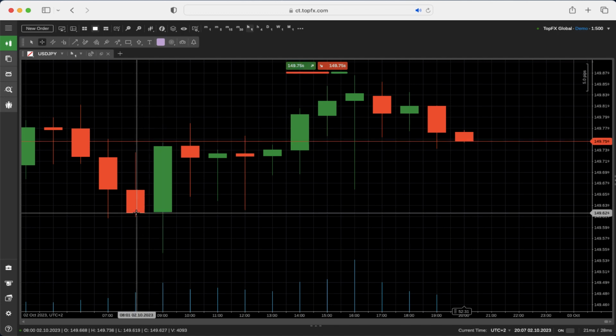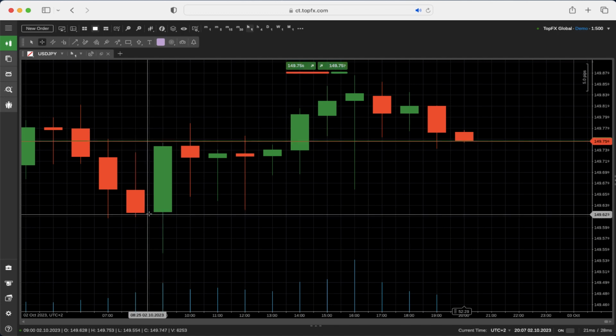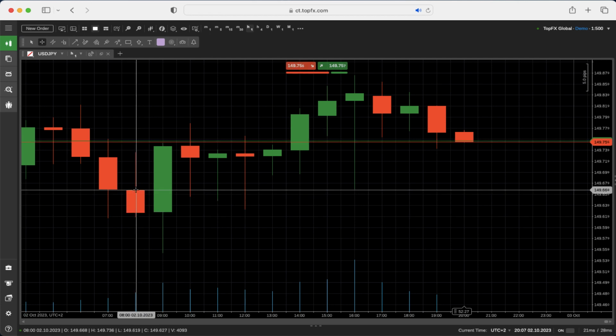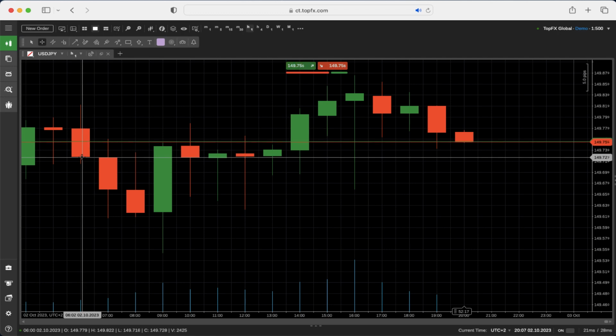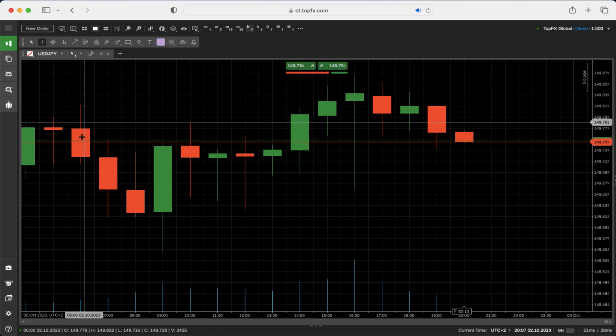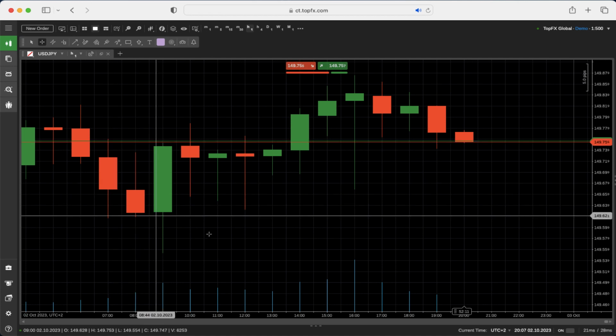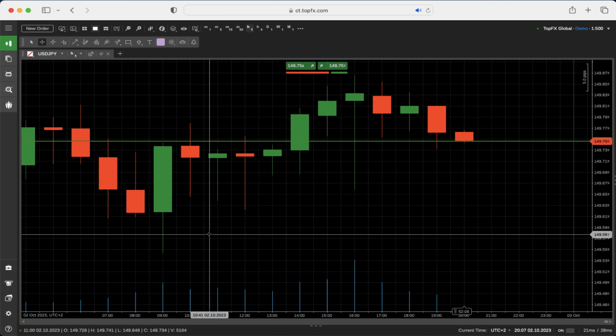This candle closes exactly at the same level that this candle opens. Yeah, this is a red candle, so it opens here. That means the previous one closes at exactly the same level. That means the previous candle closes exactly at the same level. All right, and this is how the candlestick chart is being plotted on the chart.